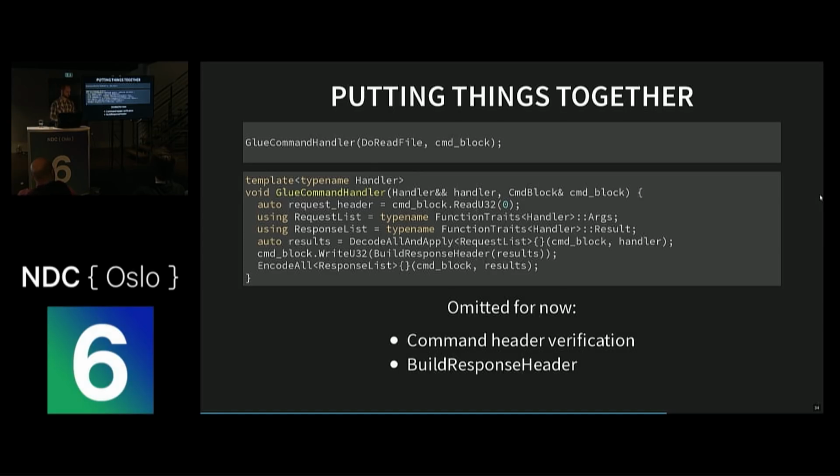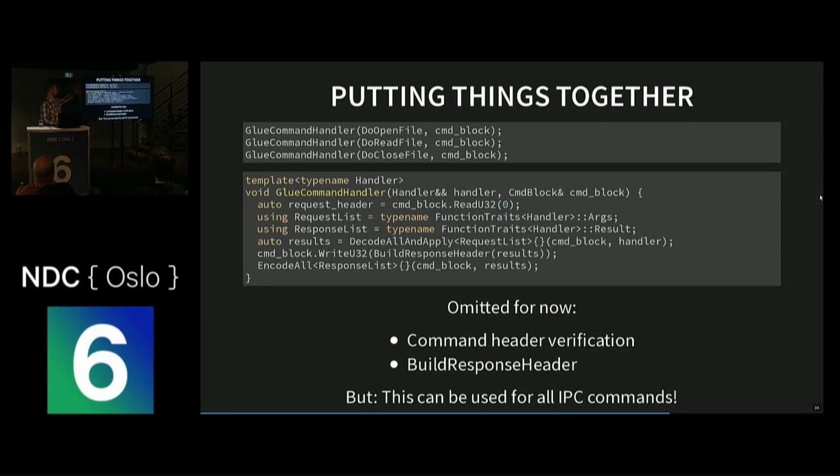Right. So omitted for now is the verification and the build response header, but this is really the gist of it. Really all the interesting stuff in one slide. And again, it can be used for all the IPC commands. So we don't just need to call this with do read file and then come up with other logic for do open file, but we can really just do similar one-liners for do open file, do read file, do close file, and all the others.